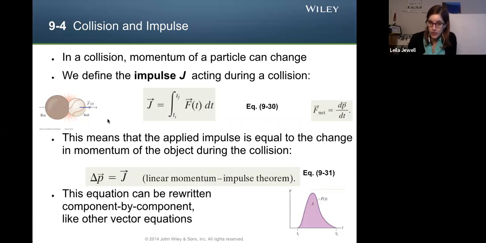Now, for both of these, the equations can be rewritten component by component, like other vector equations. So you can look at just the x components, just the y components, totally separate of each other.